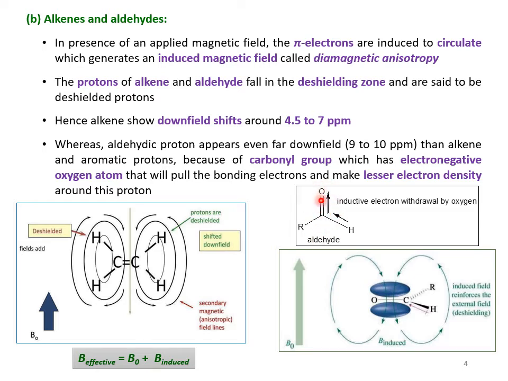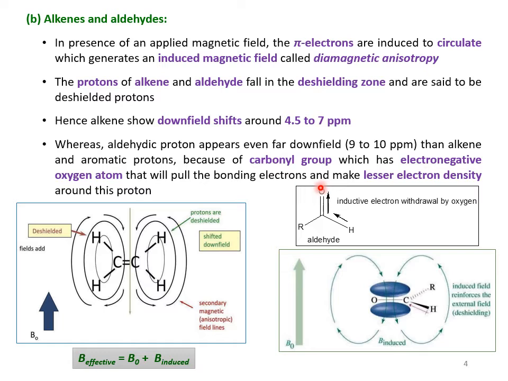Since oxygen is more electronegative than carbon, it will pull the bonding electrons toward it. As a result, the electron density in the vicinity of this proton decreases. This proton is greatly de-shielded, because of which it shows even greater delta values than alkene and aromatic protons. So here you can see the direction of movement of electrons.